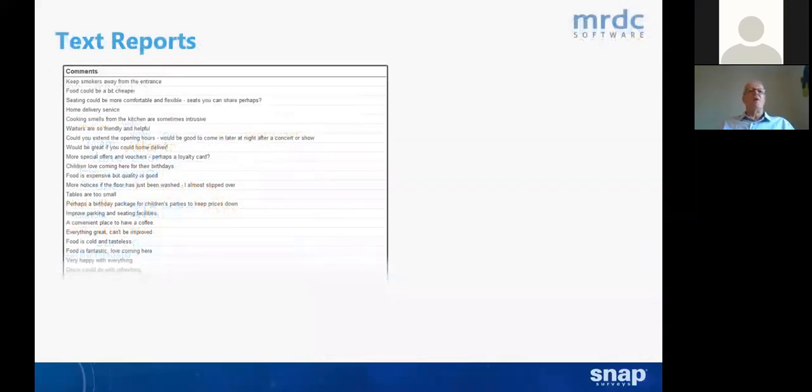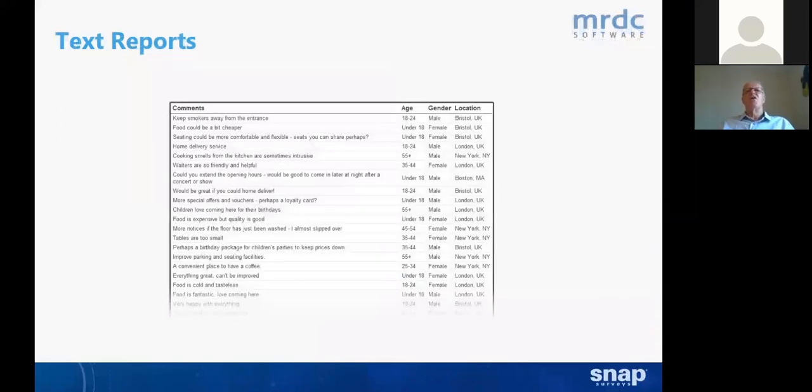You can output any open text, either just as a simple list like that, or you can get one that's a bit more sophisticated that shows perhaps some other criteria alongside it. So that's quite a nice report that's a bit more useful to end users of this data. You could output, for example, age, gender and location, so that it gives a bit more context to the open answers that were given.